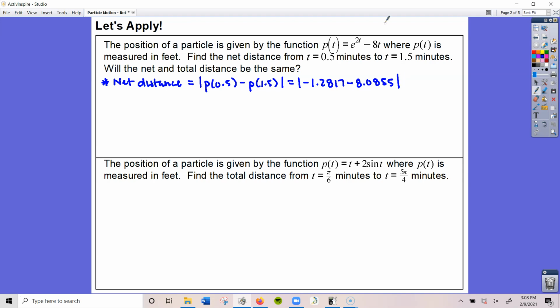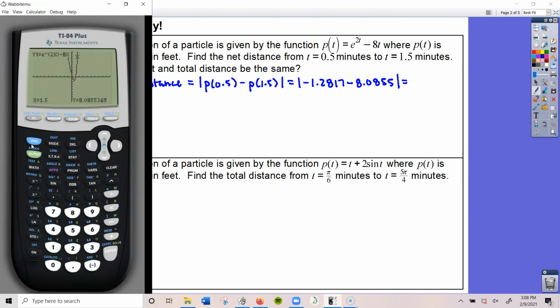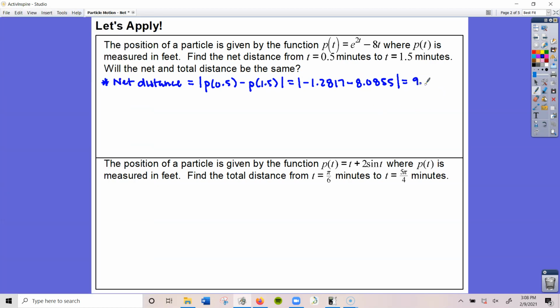Now we can go ahead and put this on the calculator to calculate this value for us. So we'll quit. Negative 1.2817 minus 8.0855, and we get negative 9.3672, which the absolute value of that is 9.3672, and my distance here is in feet. So this is my net distance.